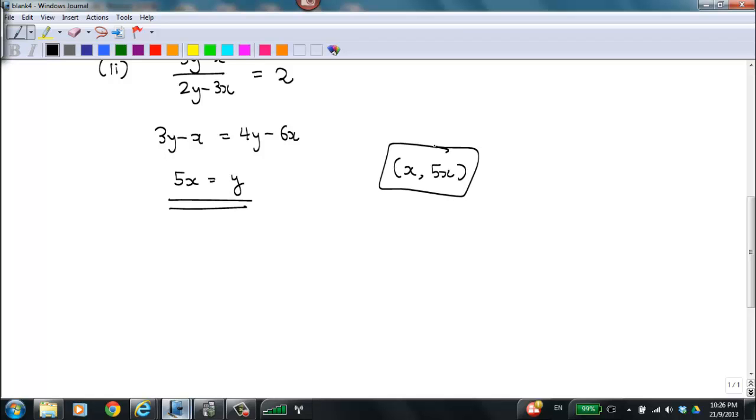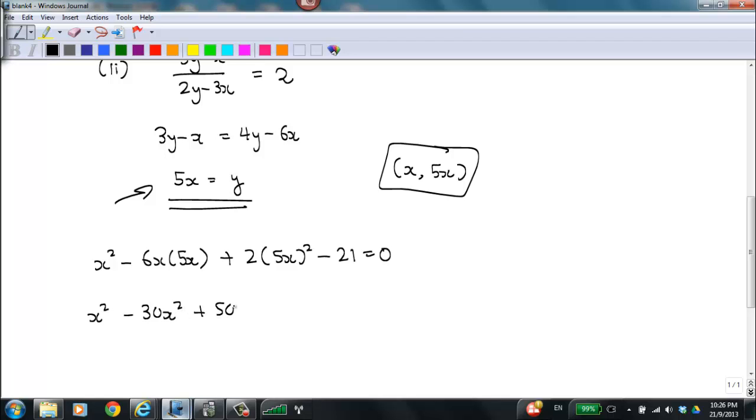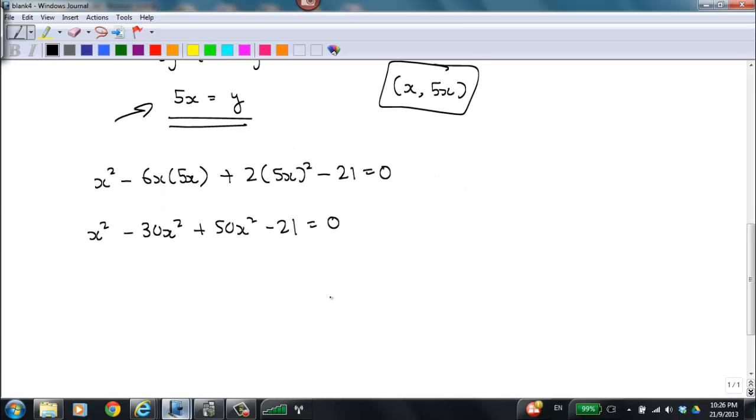As we discussed before, to get the x coordinate of these points, we will sub this condition back into the equation of the curve. So the curve is x squared minus 6xy, where the y will be replaced by 5x, and plus 2y squared, where the y again will be replaced by 5x, minus 21 equals 0. So I have x squared, 30x squared, 50x squared minus 21.